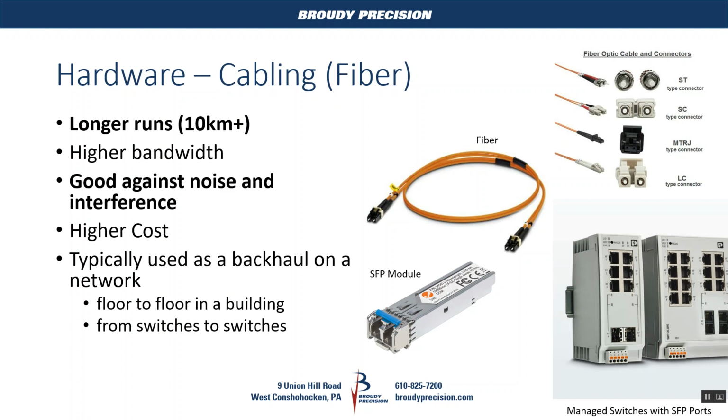As you can see, you've got a bunch of different parts probably that you're going to have to juggle here, which is something like an SFP module, which gets plugged into a switch in these special SFP ports, which allow you to select the kind of optics that you need for the fiber that you're using. And typically, fiber optic is used for like backhaul on a network, going from floor to floor in a building or from switches to other switches, because it gives you that longer run distance as well as higher bandwidth capability.